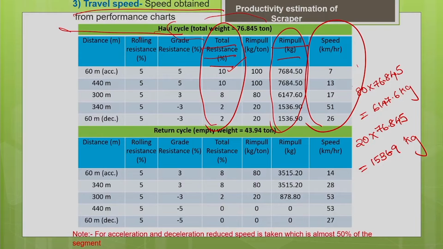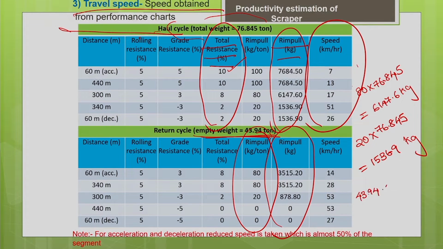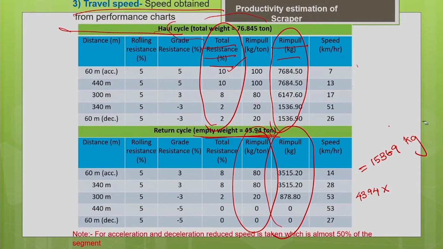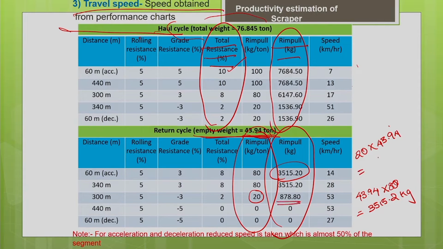Similarly for your return cycle, the kg per ton we have already determined. Convert based upon the empty weight of the machine, 43.94, and you find the total rim pull. So it is 43.94 multiplied by 80, which gives you 3515.2 kg. Similarly, here 20 kg per ton multiplied by the empty weight of the machine, 43.94 tons, gives you the value of 878.8 kg. This is your total rim pull.